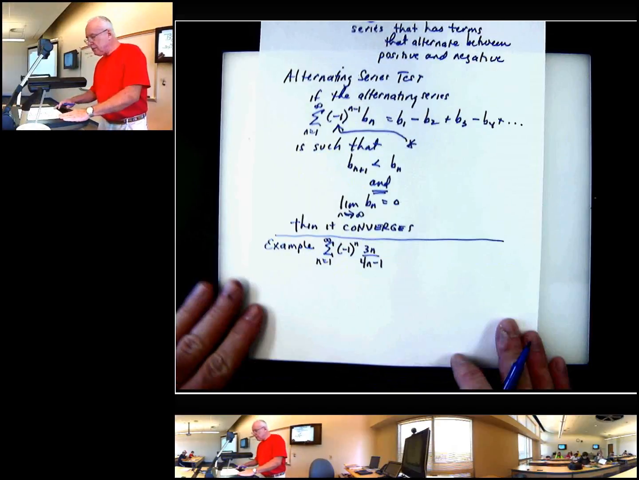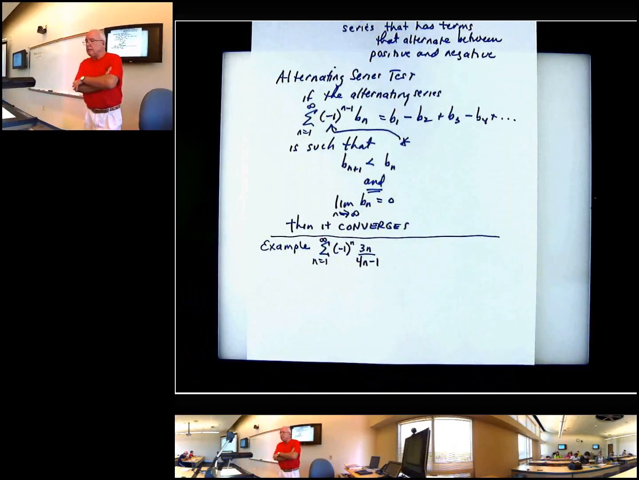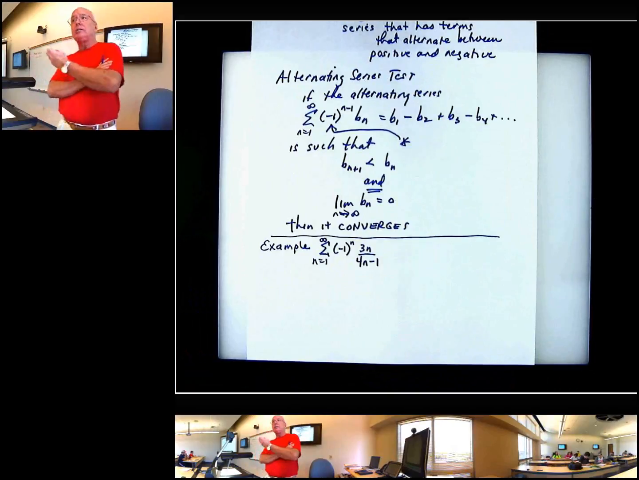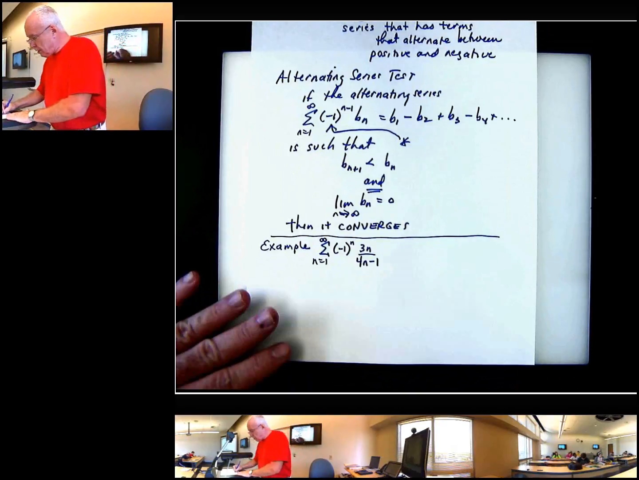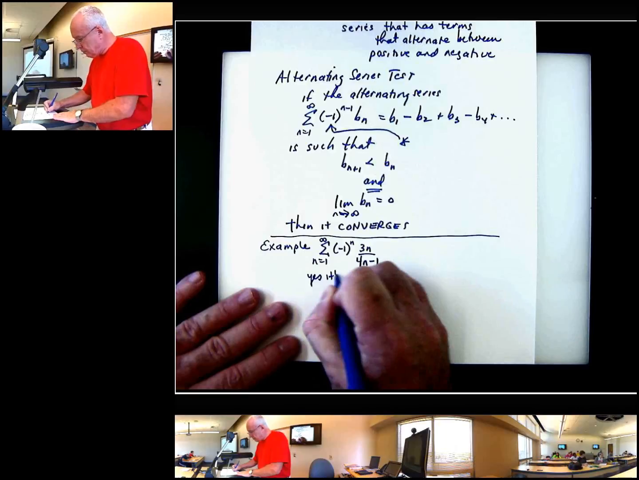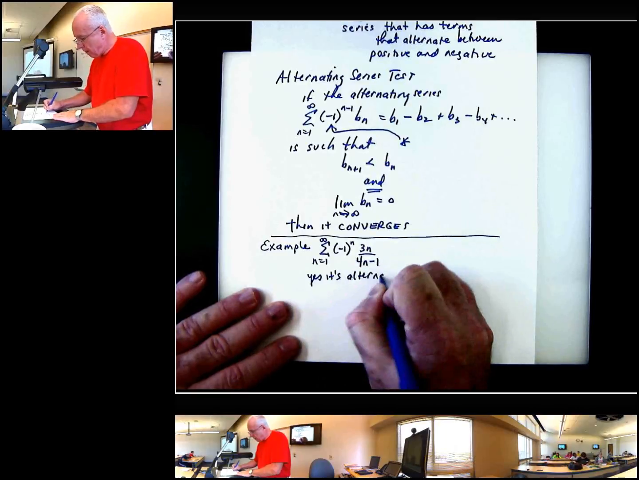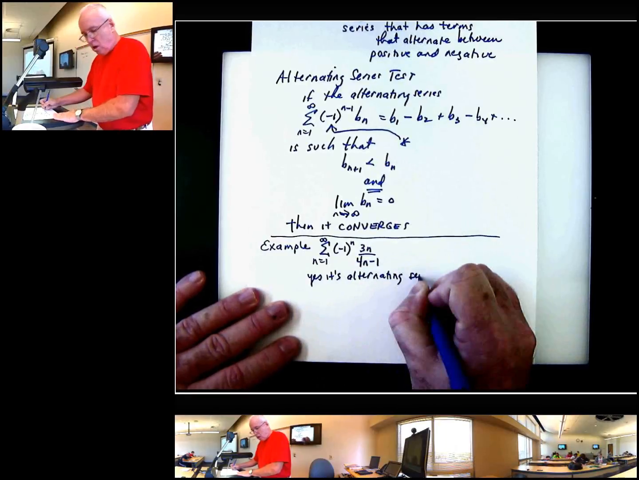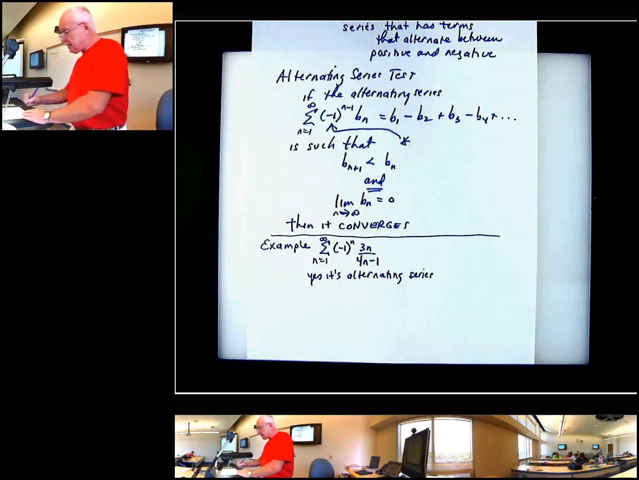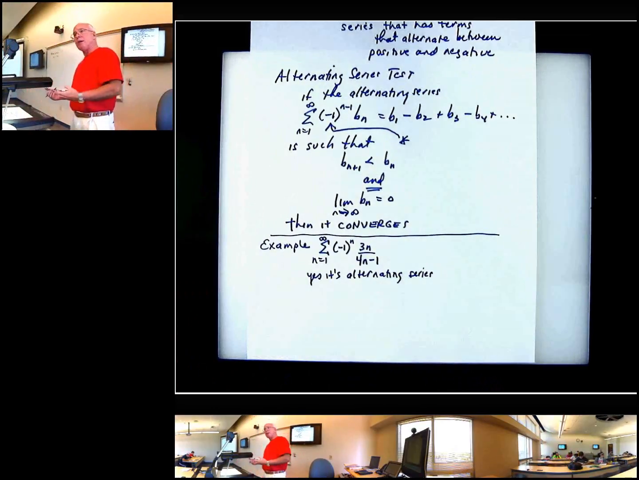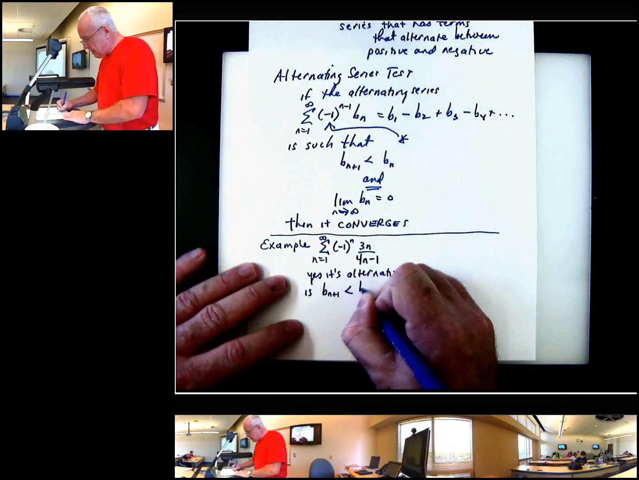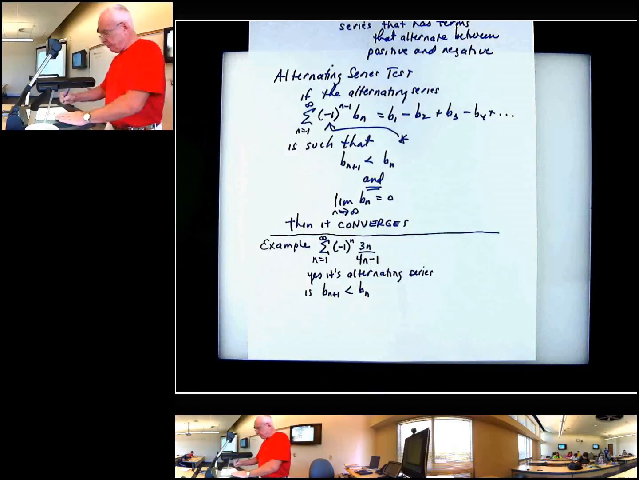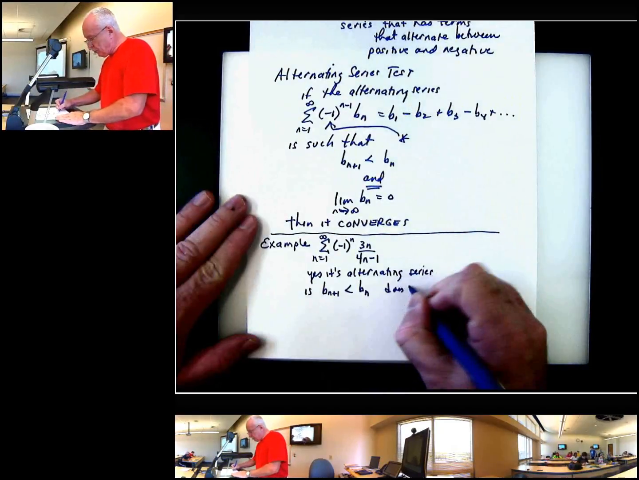Okay, so I want to look at this example here. The summation of, again, -1 to the n, so that's your clue, it's an alternating series, of 3n divided by 4n minus 1. So first of all, yes, it's an alternating series. Then we have to ask ourselves, because we have to have the conditions present for convergence, is b sub n plus 1 less than the preceding term? In other words, do they decrease in value?